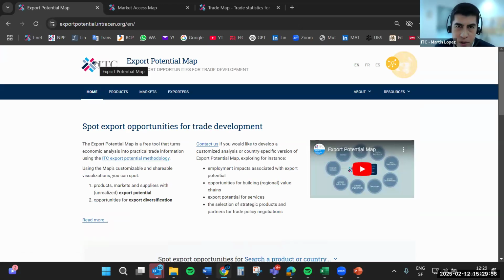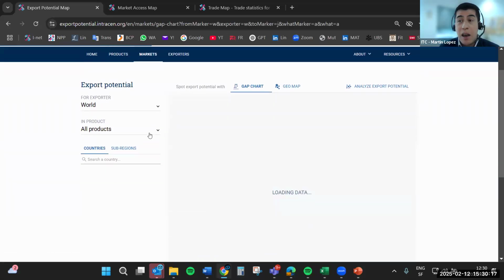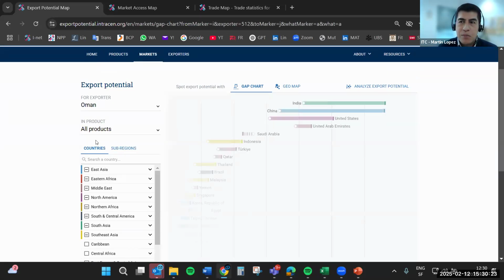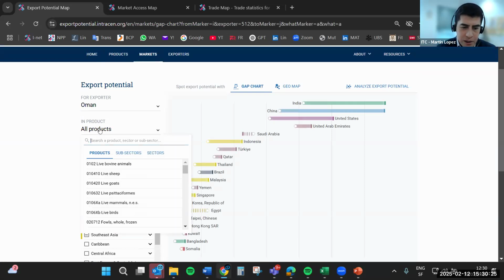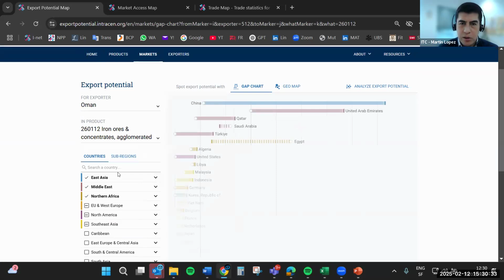There is another way in which you can use export potential map, when we don't know where we could export a given product. For example, we don't have any specific focus in the United States nor Canada, but I have a product and I would like to know where the opportunities are for that product. What I can do is to click here in markets, because I would like to identify markets for exporter Oman, and what's my product? So let's say my product is iron ores and concentrates, which I know is an export product of Oman.